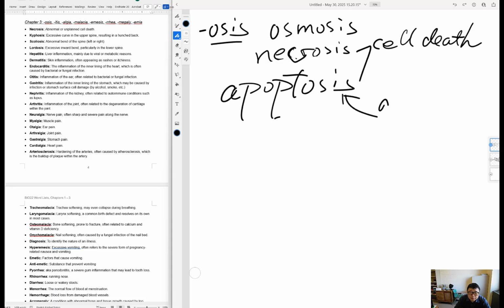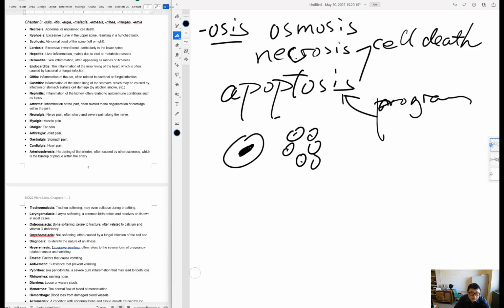Apoptosis is a programmed cell death. Say these are cells, and the cell doesn't feel good, and then in the cell, the DNA starts to degrade into small pieces, and then the cell is divided into several small pieces. In the whole process, no cell contents are released into the environment, and the body doesn't feel anything. No inflammation is caused, unlike necrosis.